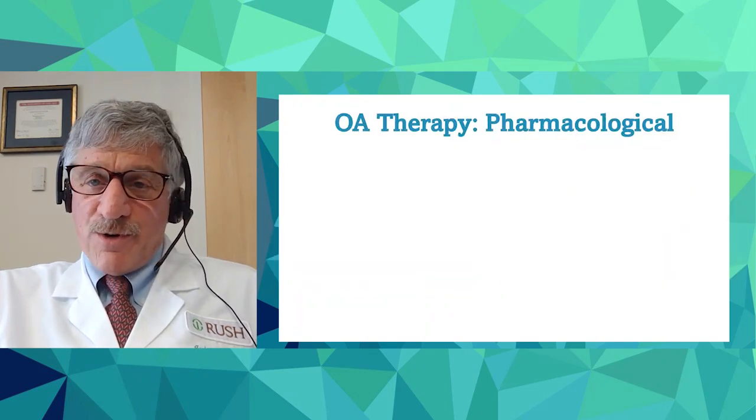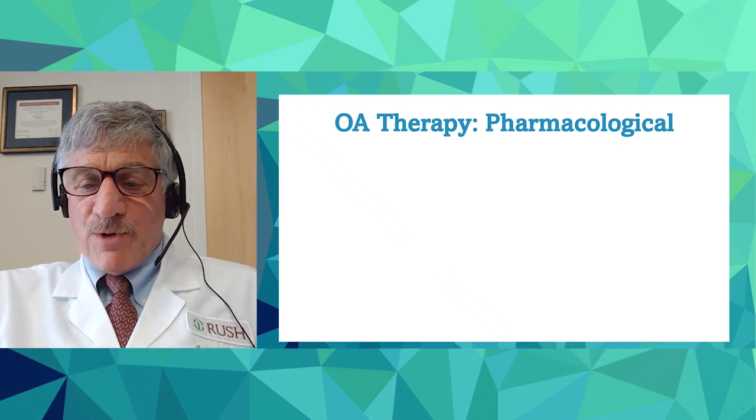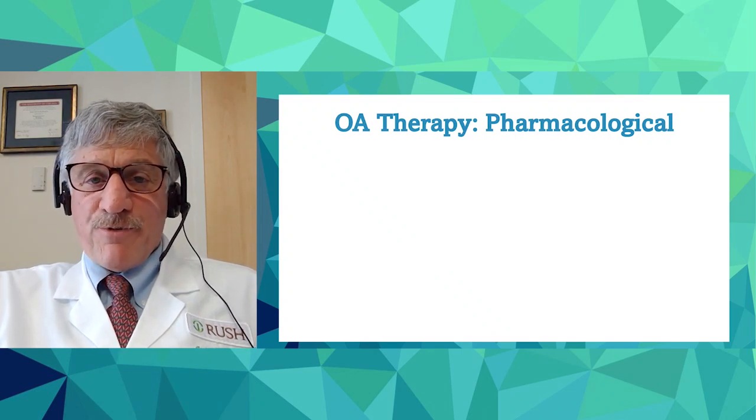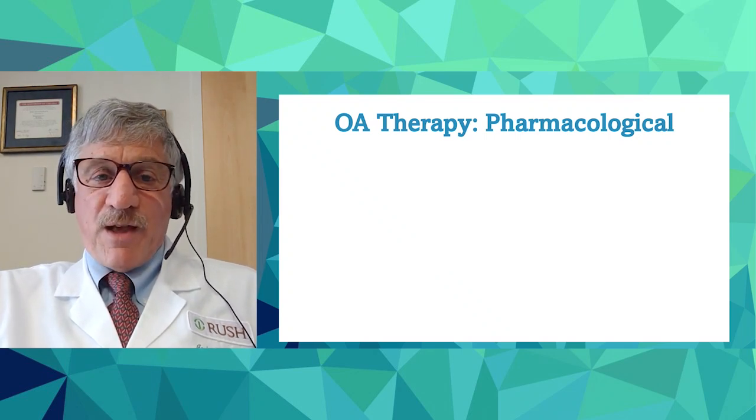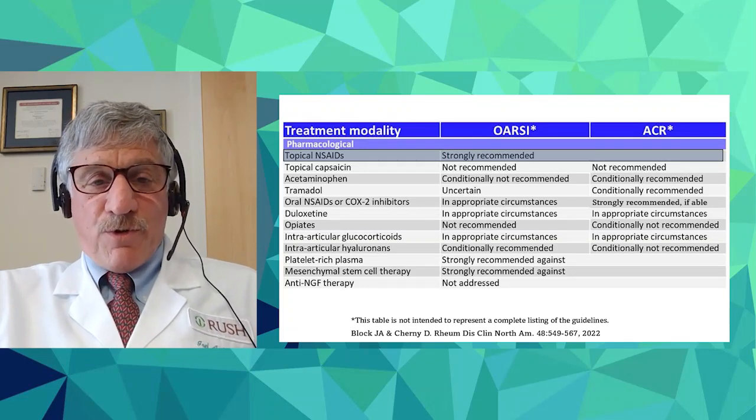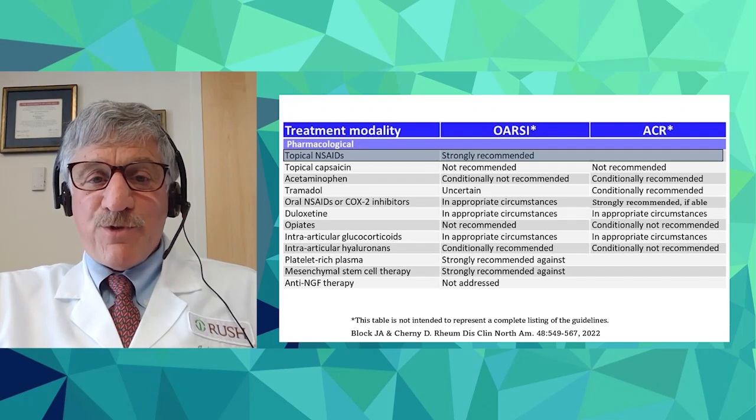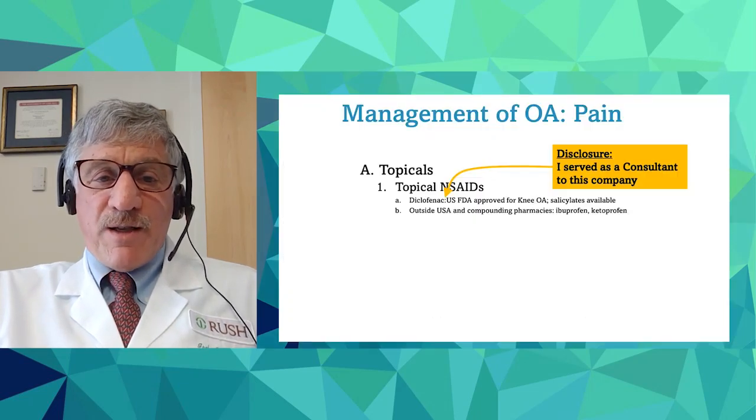However, as you know, OA is a chronic disease lasting decades, and sooner or later, almost everybody will require pharmacology. Having said that, where do we begin? Well, what's new in the guidelines is that it's strongly recommended that you begin with topical nonsteroidals, at least for the superficial joints. Why is that?